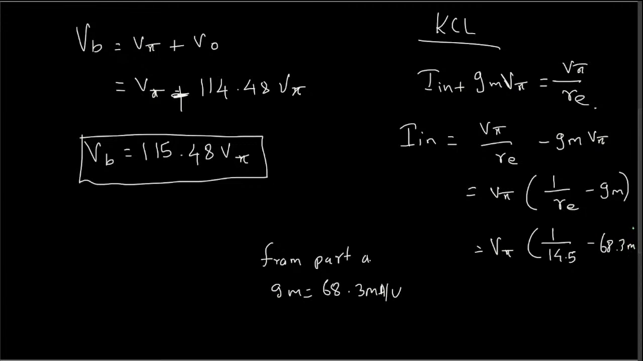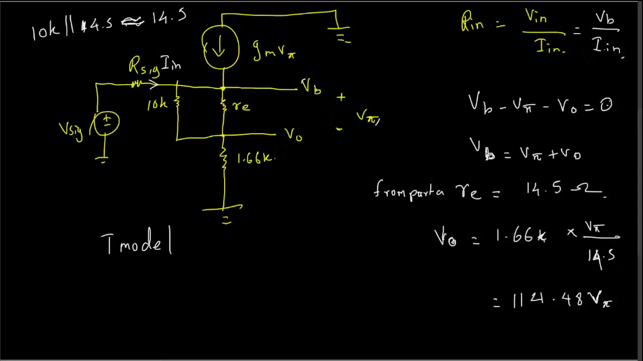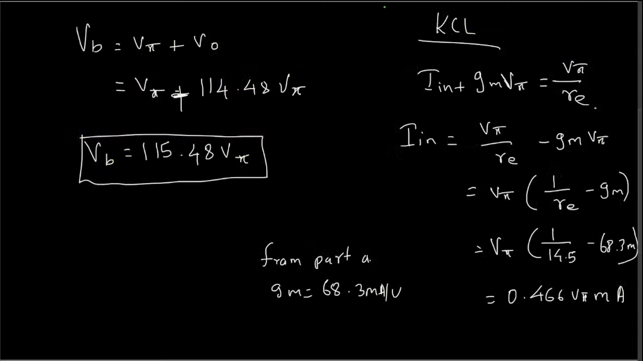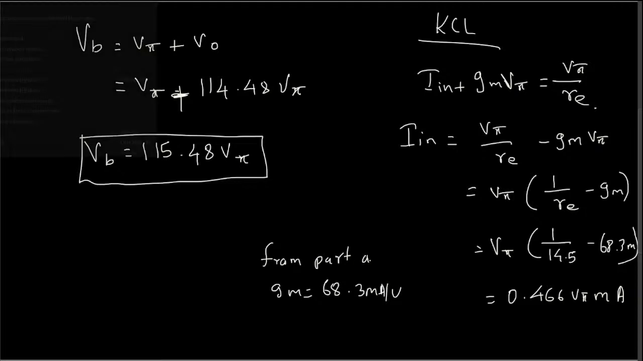Calculate this and multiply by V5. You will end up getting 0.466 V5 milliampere current. Okay, the good thing is we have both of them multiplied by V5. So when we put it in the R in equation, V5 cancels, and we find the input resistance. Let's go ahead and do that right now.